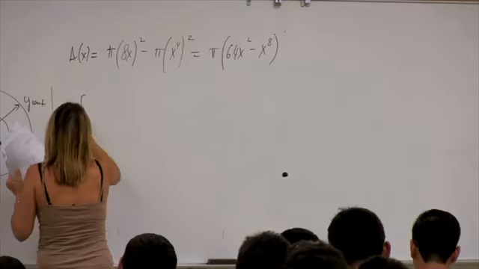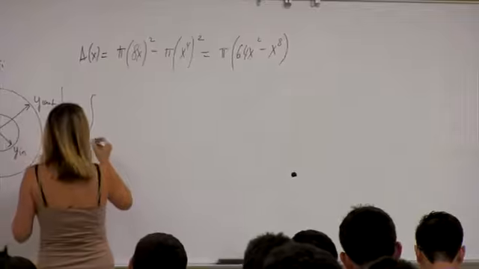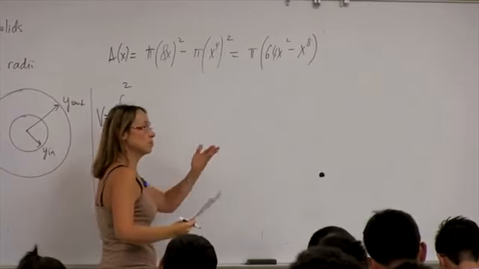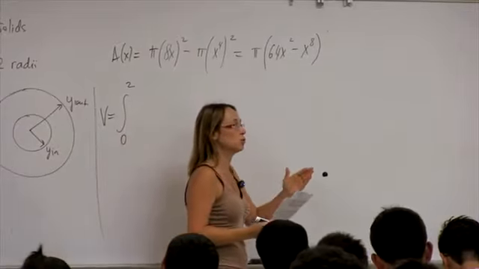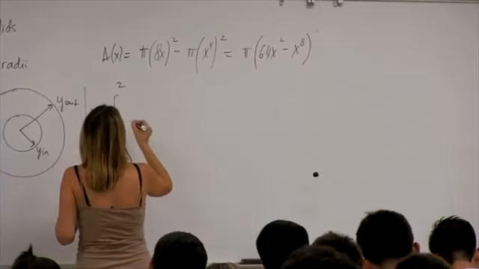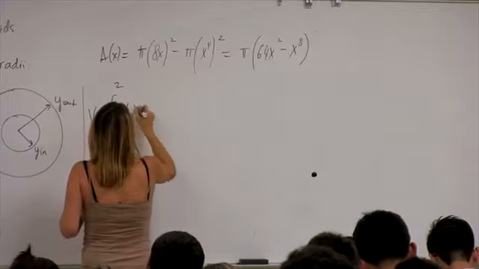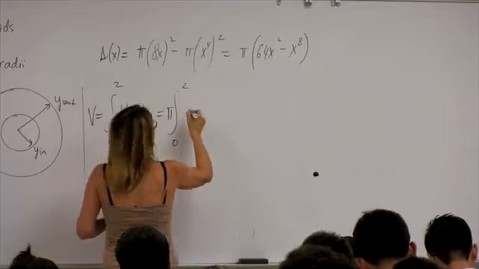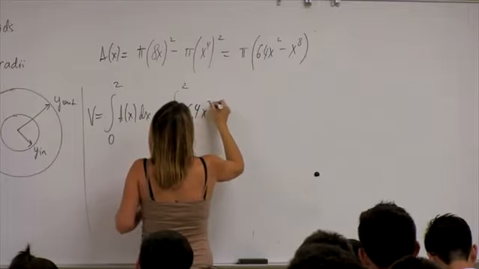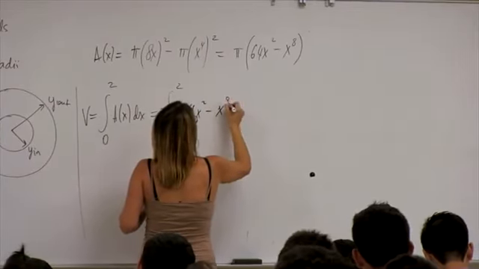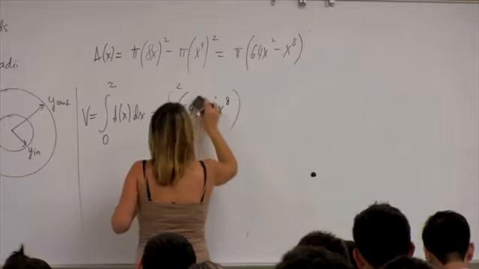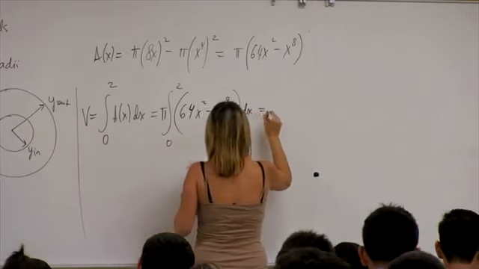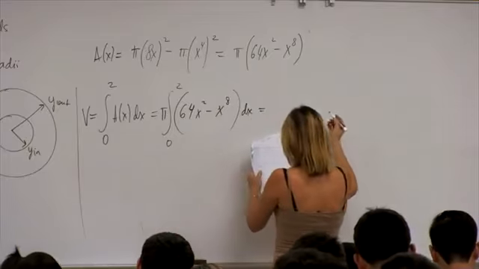So now the volume of the whole solid of revolution is an integral from 0 to 2, because my solid runs from 0 to 2. We calculated the point of intersection. A of x dx. So from 0 to 2, pi can go outside. 64x squared minus x to the 8th. And the rest is easy.